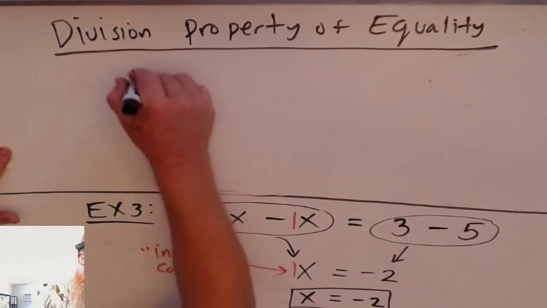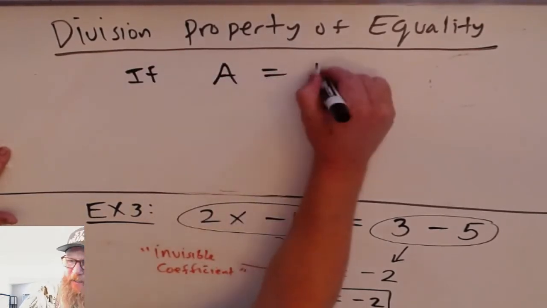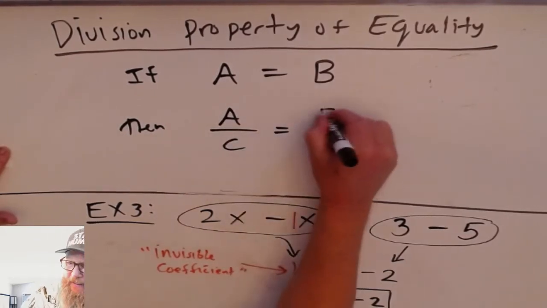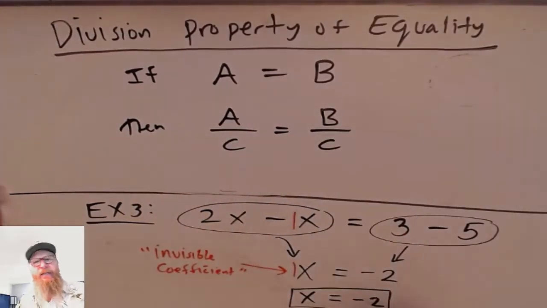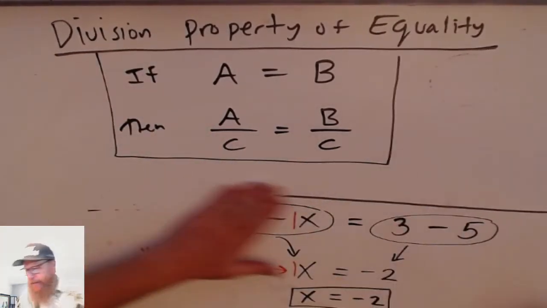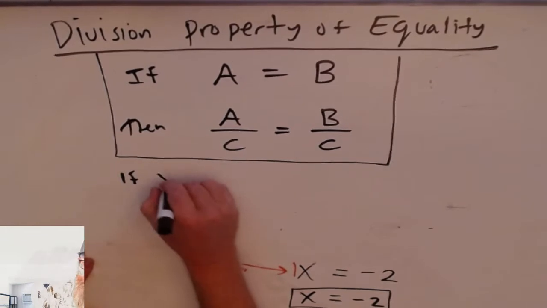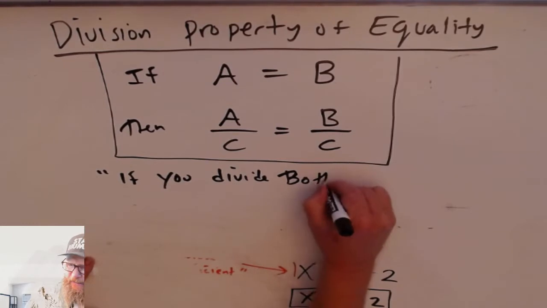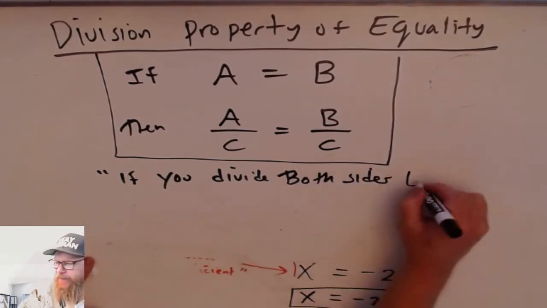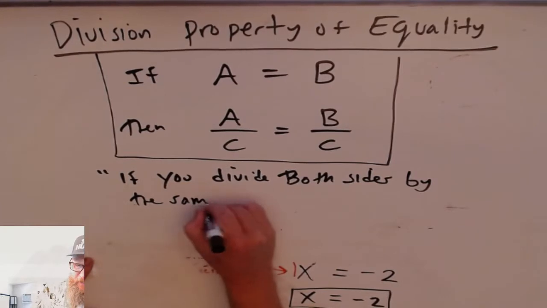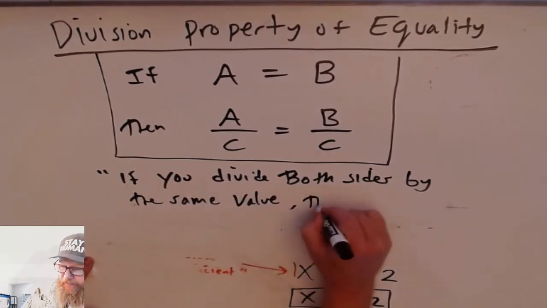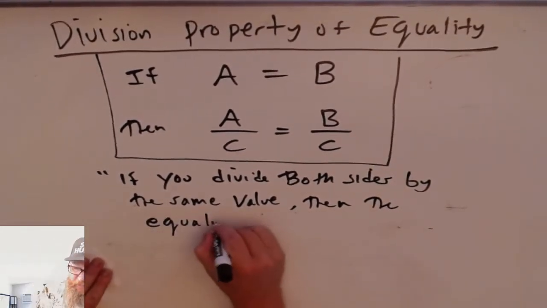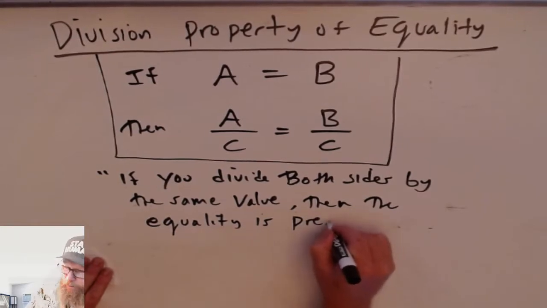The division property says that if A is equal to B, then A divided by C is equal to B divided by C. In other words, if you divide both sides by the same number or the same value, then the equation is preserved, or the equality is preserved.